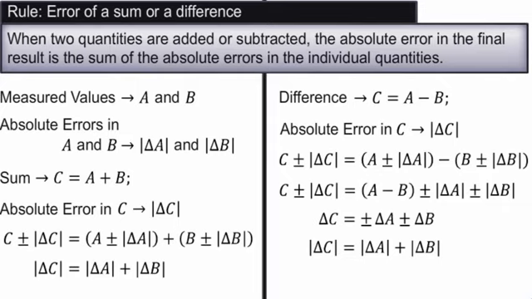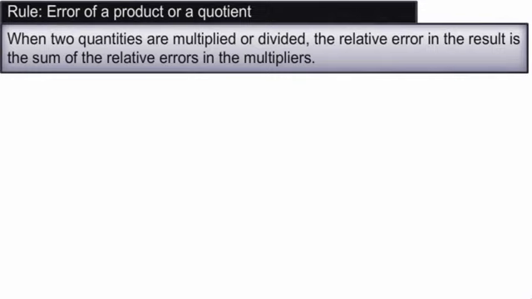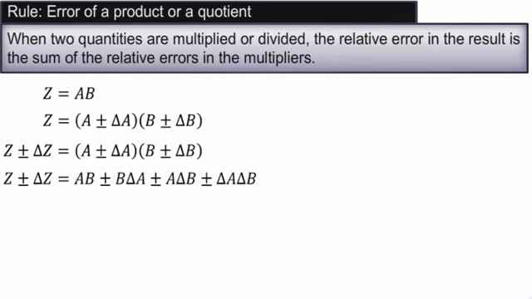When two quantities are multiplied or divided, the relative error in the result is the sum of the relative errors in the multipliers. Suppose a measurement Z = A × B, and the measured values of A and B are A ± ΔA and B ± ΔB. Then Z ± ΔZ = (A ± ΔA)(B ± ΔB), or Z ± ΔZ = AB ± BΔA ± AΔB ± ΔAΔB.